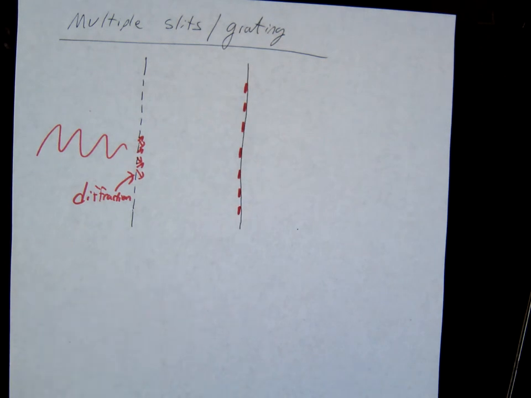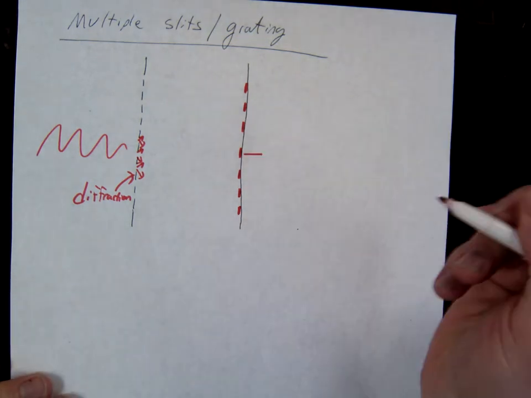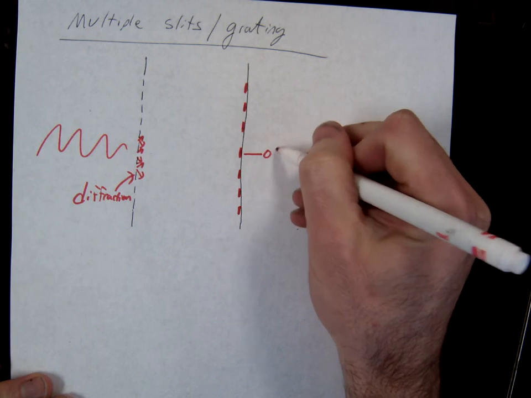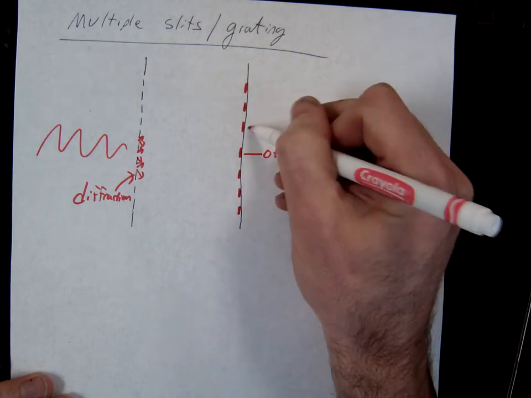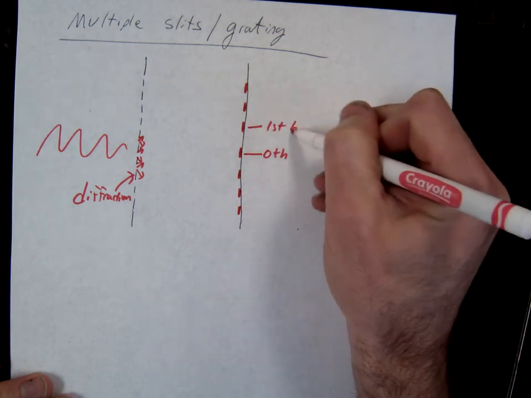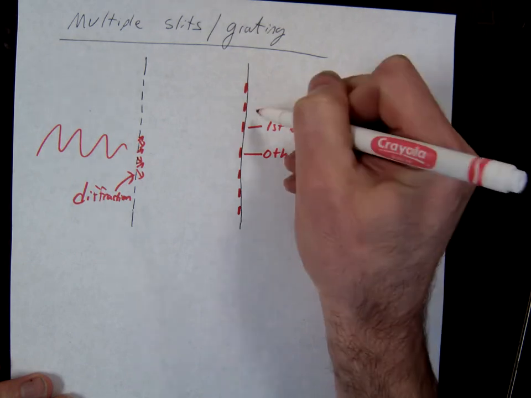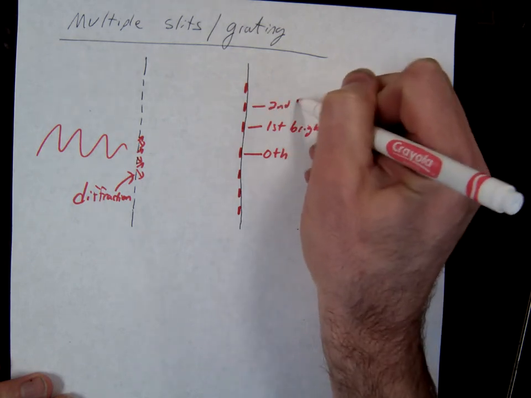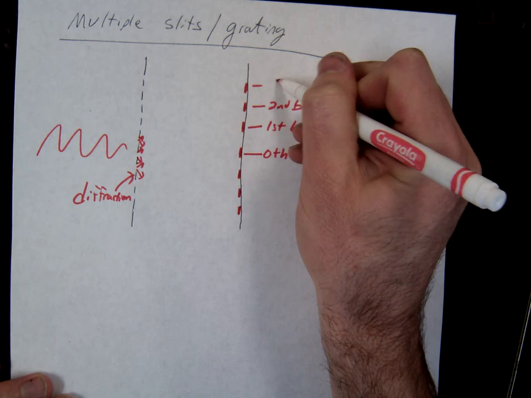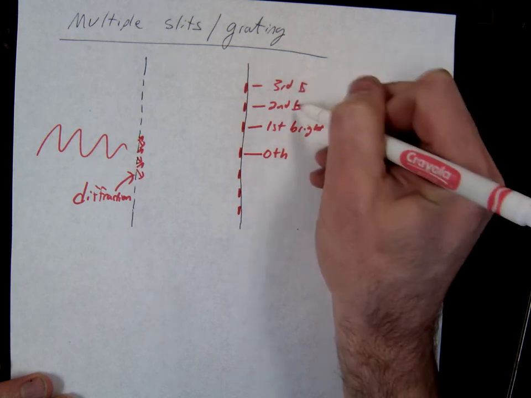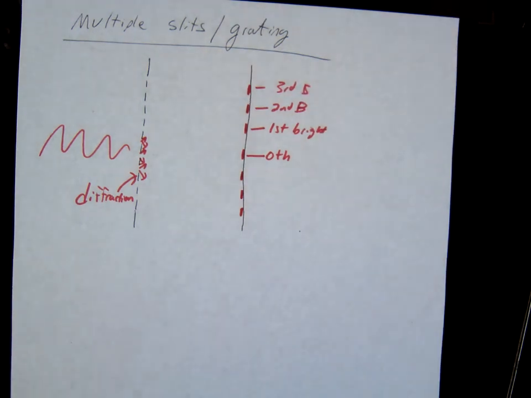The key thing with the gratings is that all the things we did with the double slits apply to the gratings and the multiple slits. In other words, this is the 0th order. This is the first bright, and again, you may want to use colors today. This was the second bright. This is the third bright.